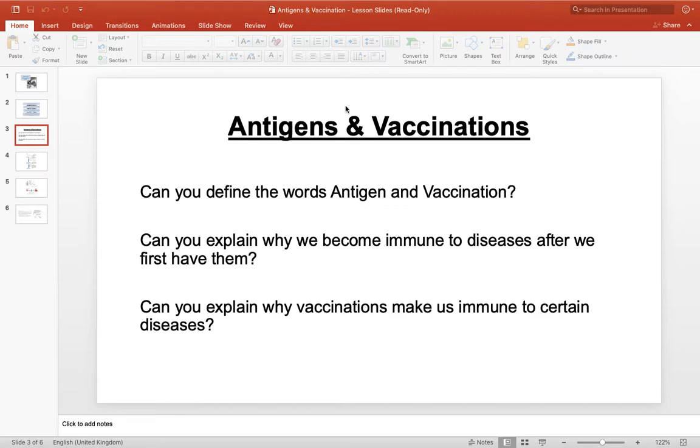So today's title is Antigens and Vaccination. In your books, as you would do for any other lesson, you need to write this title. By the end of the lesson, you should be able to tell me what the words antigen and vaccination mean. You should be able to explain why we become immune to diseases after we first have them, and you should be able to explain why vaccinations make us immune to certain diseases.